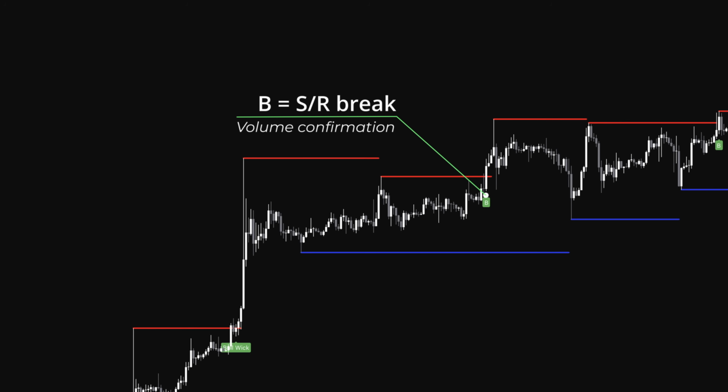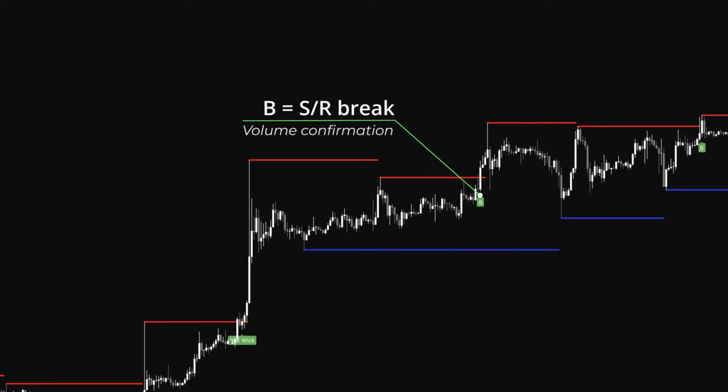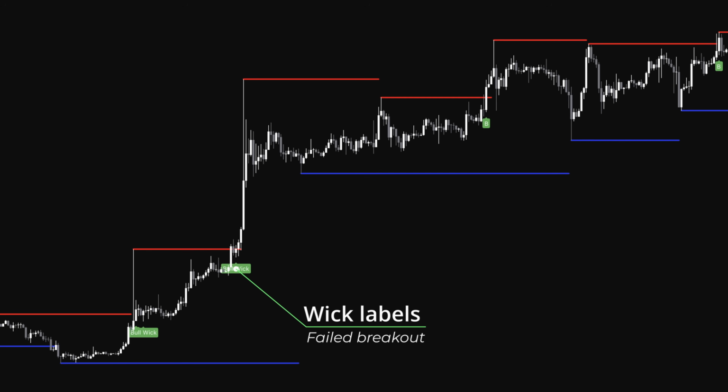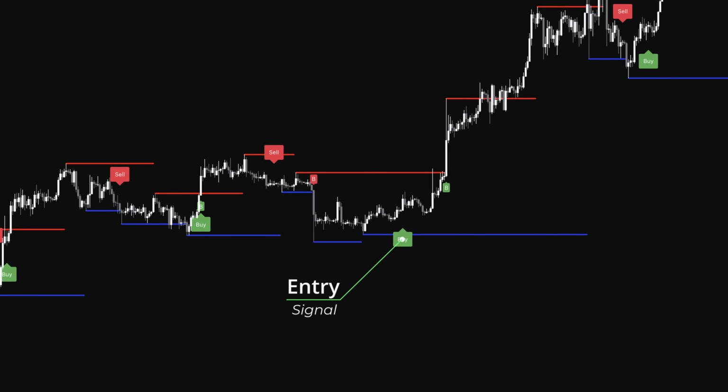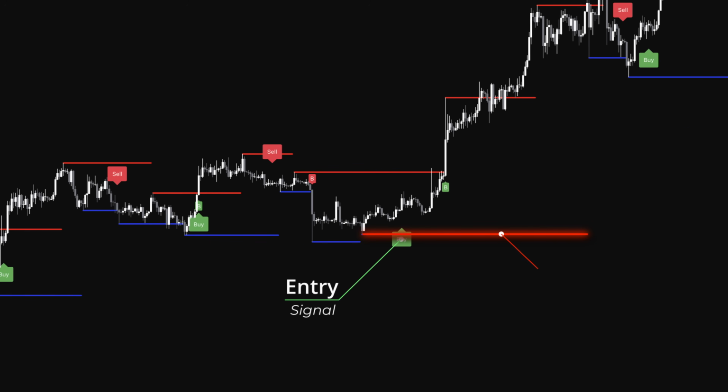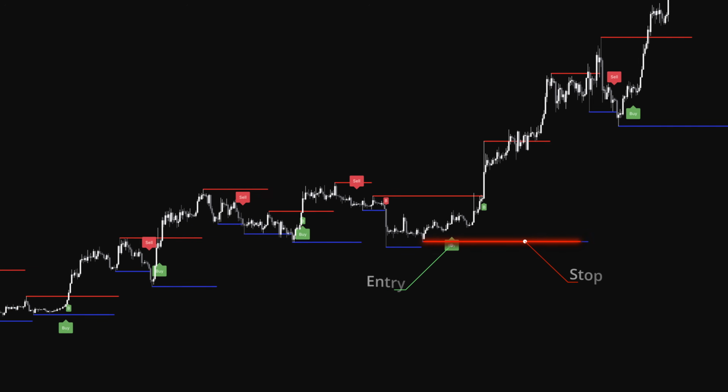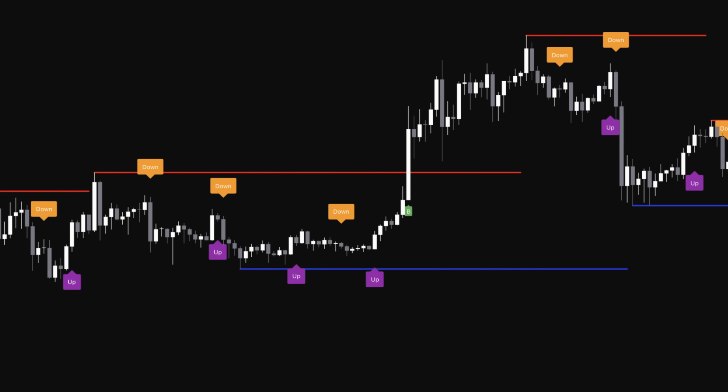Support and resistance breaks get marked with small B labels, when accompanied by volume spikes above the threshold. Bull wick and bear wick labels identify rejection wicks that close back above resistance or below support. You can trade the EMA crossover signals as primary entries, using the nearest support or resistance level as your stop loss. Another approach treats the support and resistance breaks as entries, but only when aligned with the EMA trend direction.